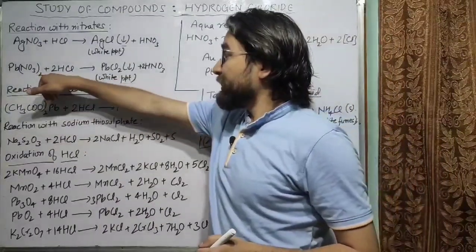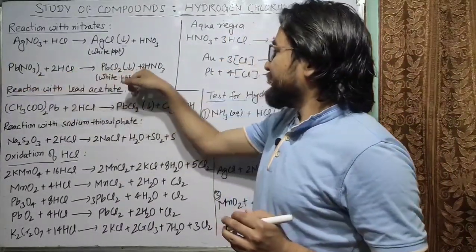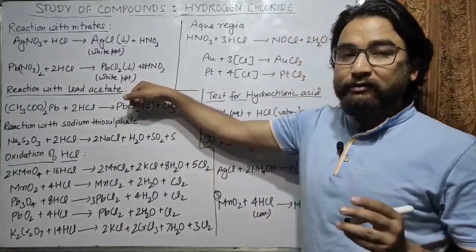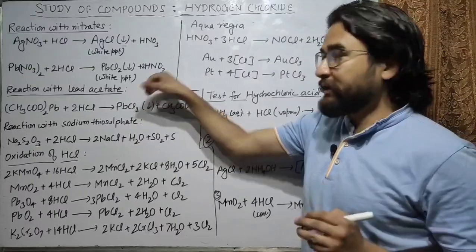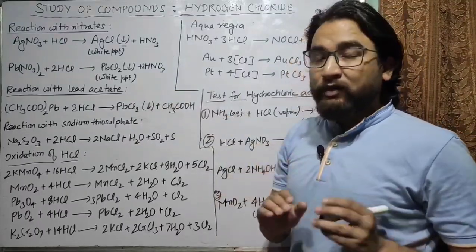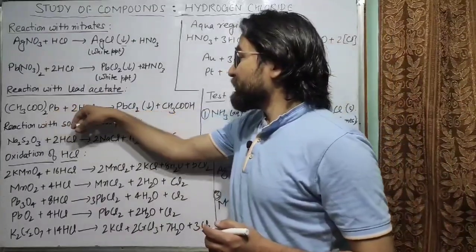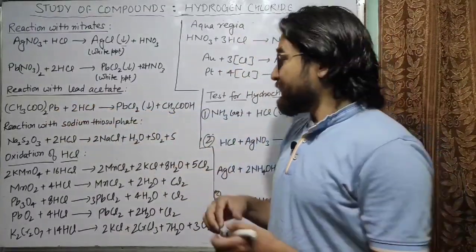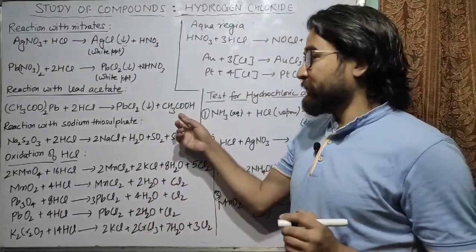Similarly, with lead nitrate, HCl will react and form lead chloride. Lead chloride also forms a white precipitate, and HNO3, that is nitric acid. Now if we talk about the reaction with lead acetate, lead acetate will react with HCl and form lead chloride and acetic acid.